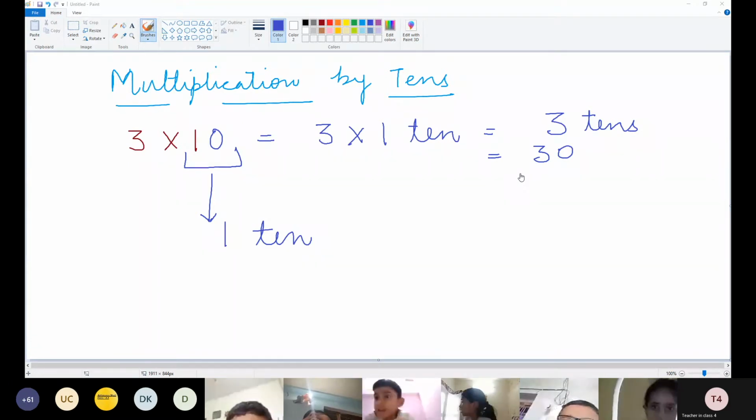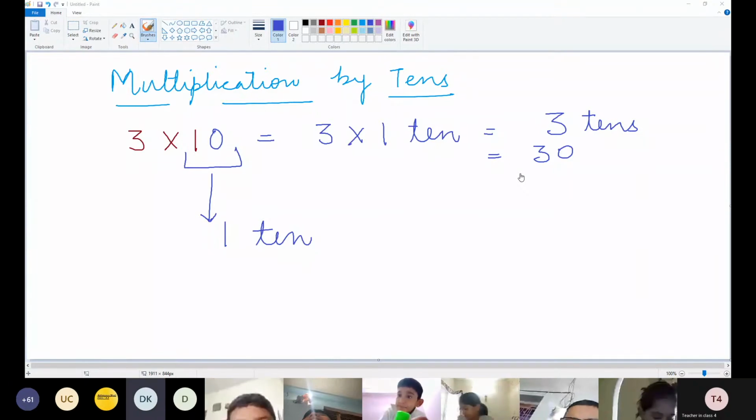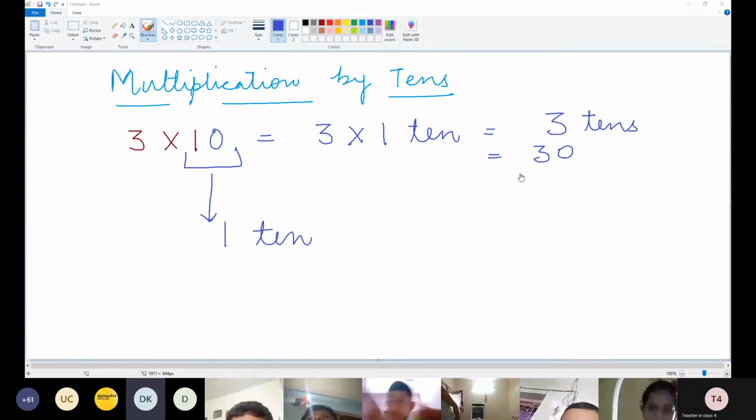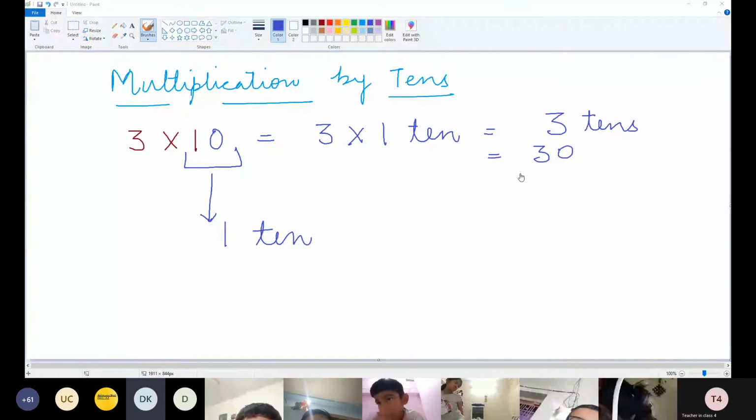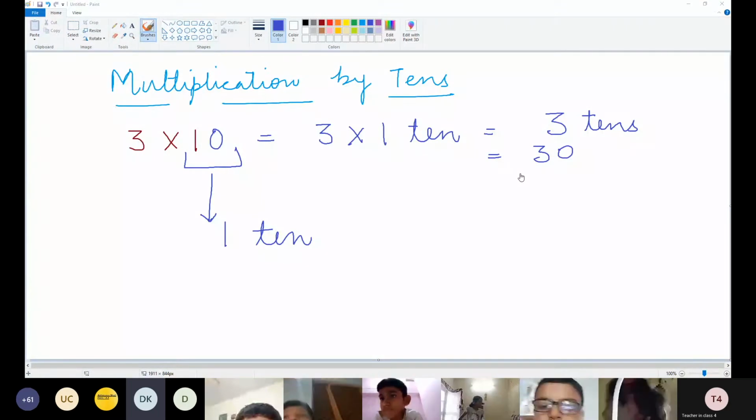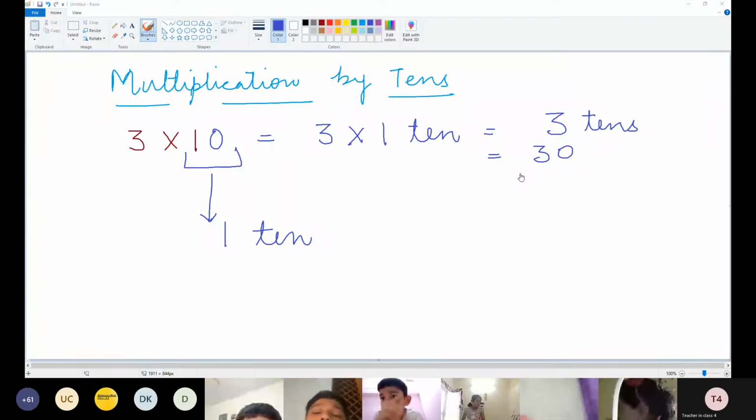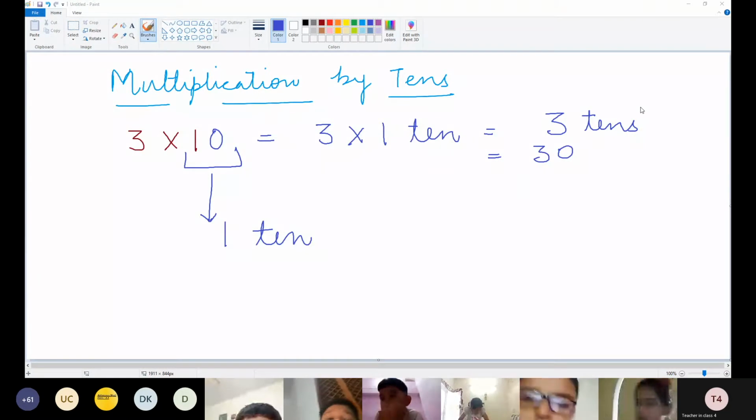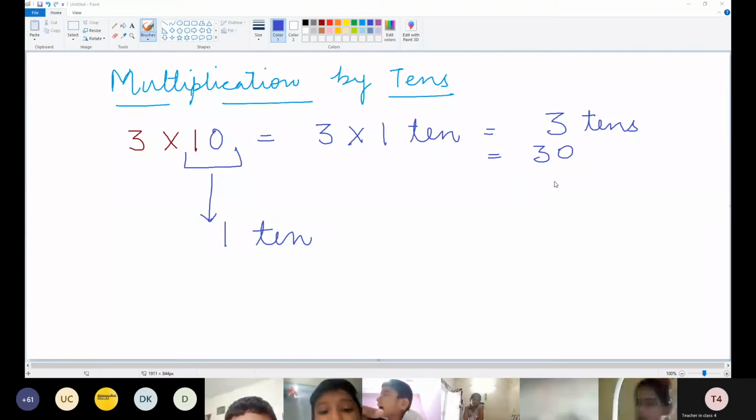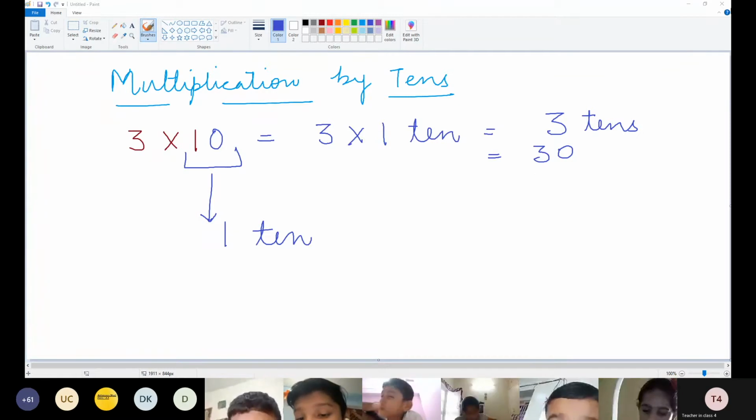When you multiply 10 by 3, what do you have? You got 30. That means, children, 30 में कितने 10 है? 3 tens. Yes. Good. 3 tens. Quickly write, note it down in your notebook.